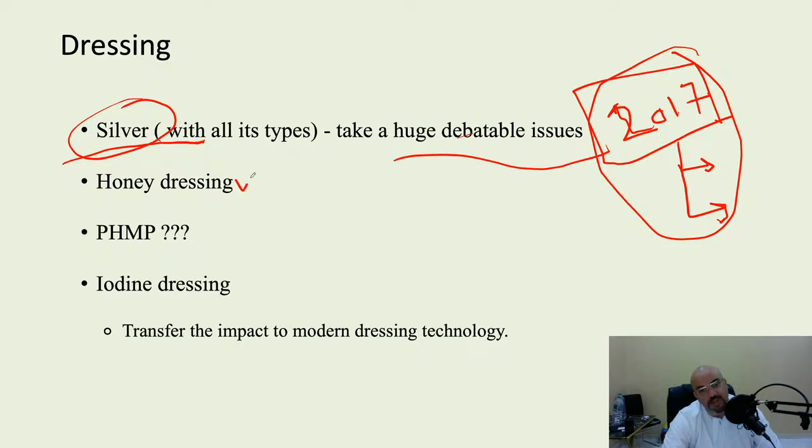Then the new trends came back again for honey dressings, and PHMB. PHMB as a replacement comes from Germany to try to minimize the negative impact of silver, along with iodine dressings and so on.